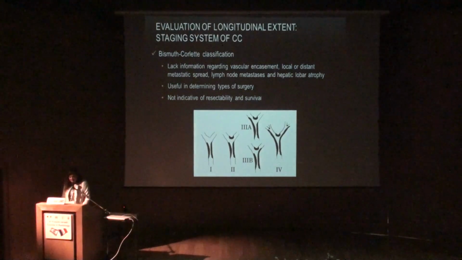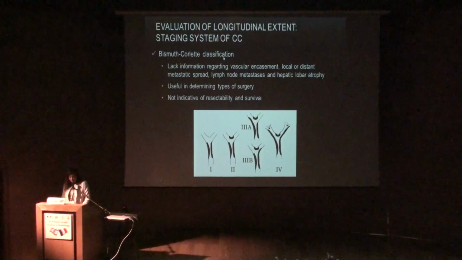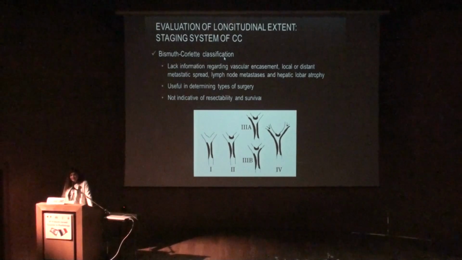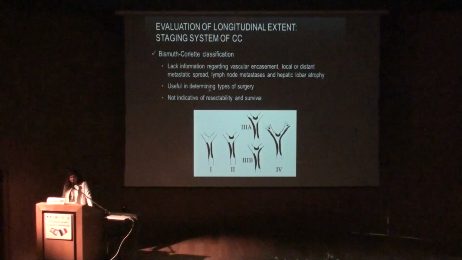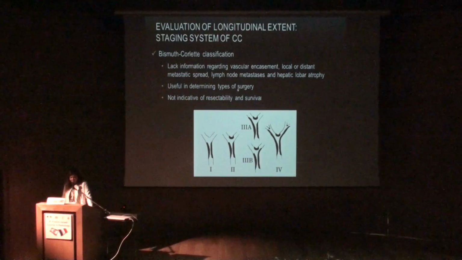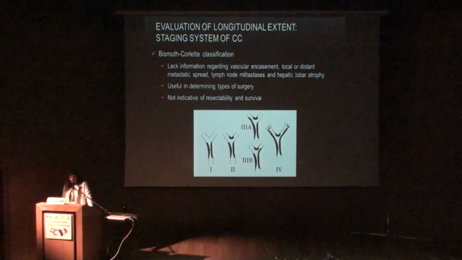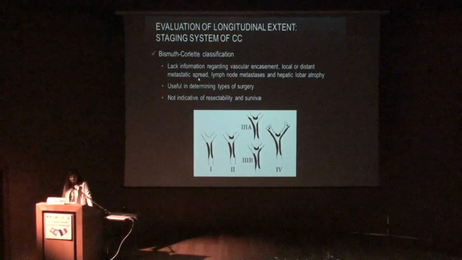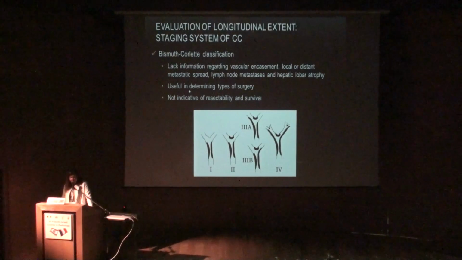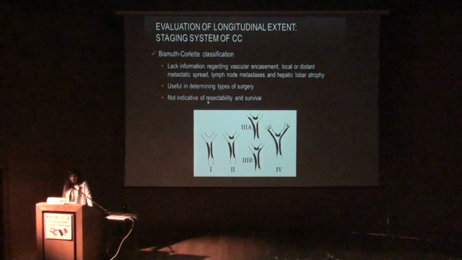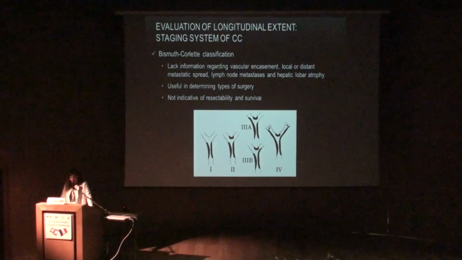So, when you have an MRCP, we use this Bismuth-Corlette classification to help the surgeon in determining the types of surgery. There is no information regarding vascular engagement, local or distant metastatic spread, lymph node metastasis, and hepatic lobar atrophy. And this classification is not indicative of resectability and survival.